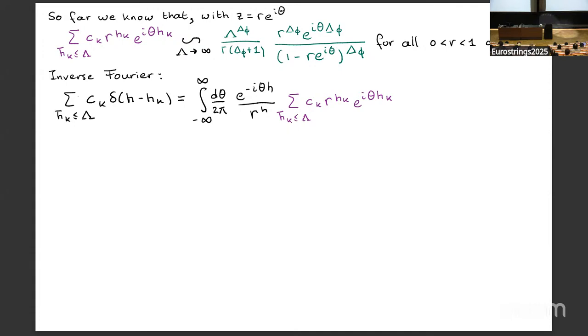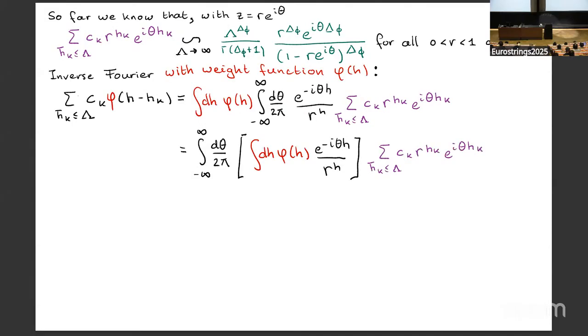And so what we can do is just suppress the stuff at infinity, so that the bump function becomes smaller and smaller, and that'll cure the problem for us. And that's what we're going to use. So instead of taking this inverse Fourier transform, I just integrate both sides against some weight function, phi of h. Of course, here it was a delta function, so it just picks up the delta function. That's just phi of h minus hk.